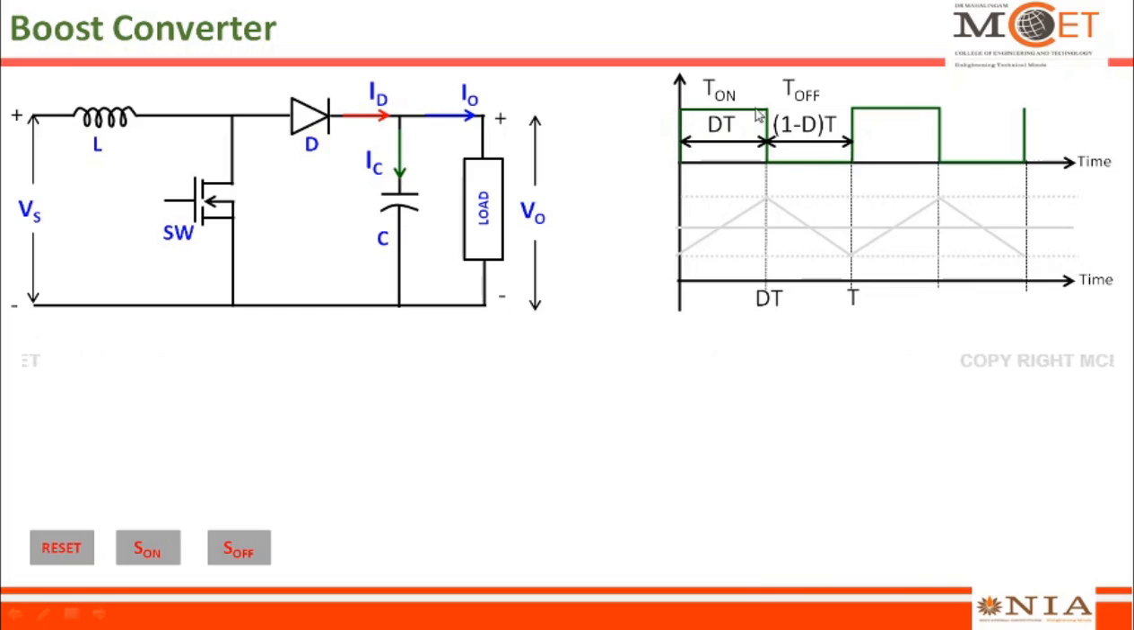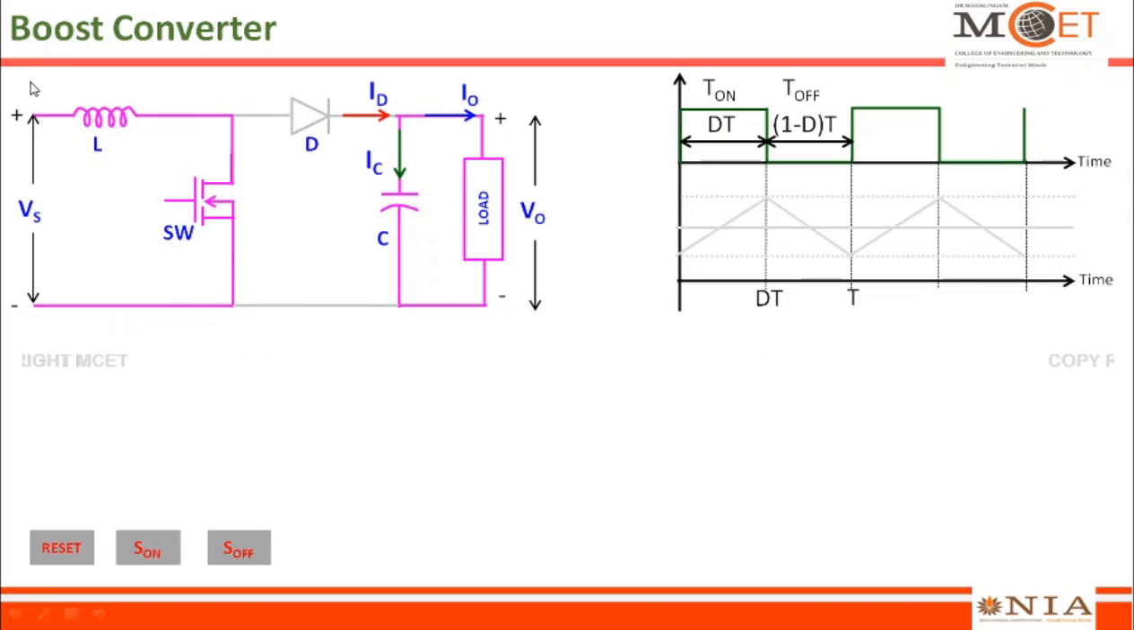So now let us apply the gate pulse to this switch and see what will happen to this circuit diagram. I have a button here, so let me press this button to turn on the switch. Once I turn on the switch, the circuit will behave something like this. If you look, the inductor is connected directly to the supply, and when I turn on the switch, I am short circuiting this path.